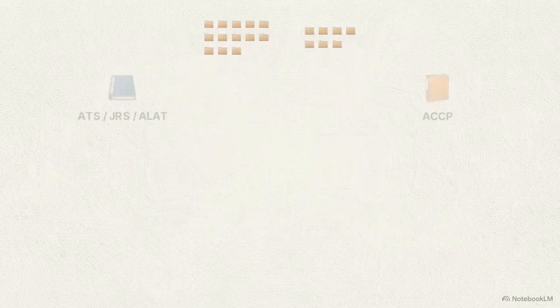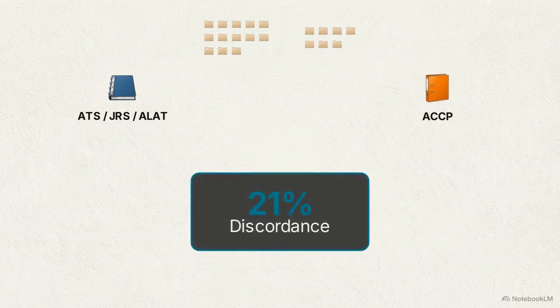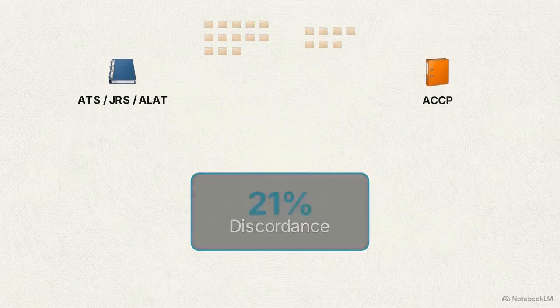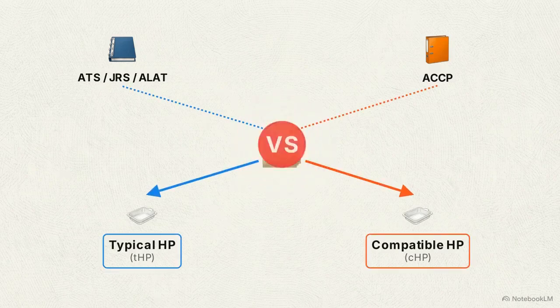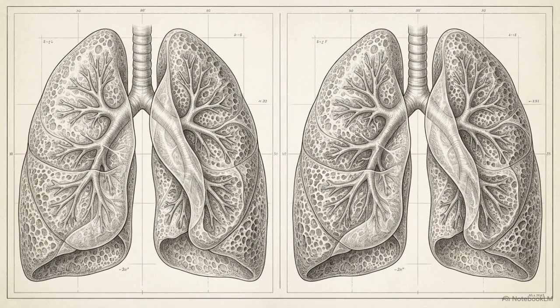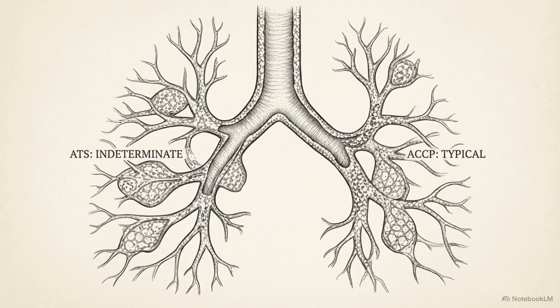When independent radiologists applied both the ATS and ACCP imaging criteria to the exact same cohort, the 2 sets of guidelines disagreed on the final diagnosis 21% of the time. The vast majority of these disagreements occurred in the high-confidence groups, specifically when the guidelines clashed over whether a scan should be labeled typical or merely compatible. The inter-observer agreement between the expert radiologists reading the scans was exceptionally high, hovering between 96 and 97%. Radiologists saw the same physical features. The guidelines simply interpreted those features differently.